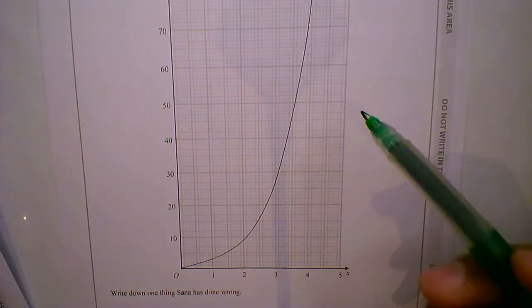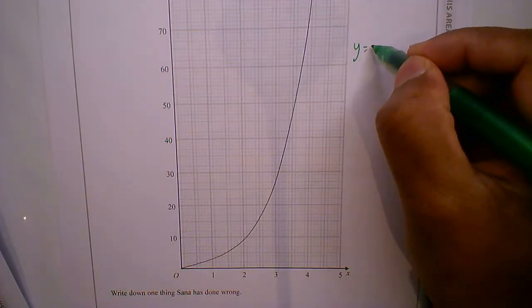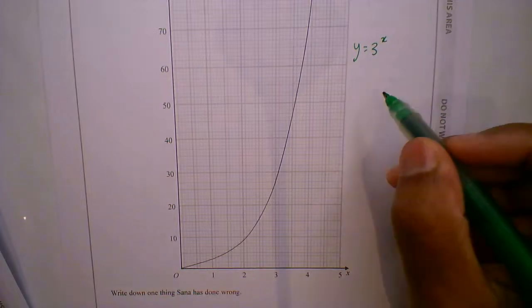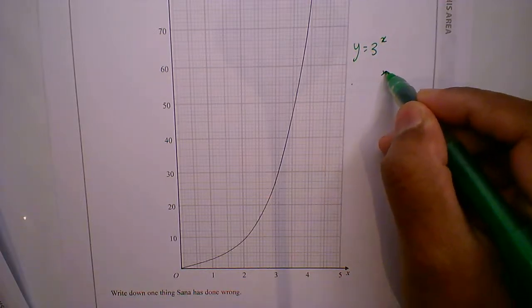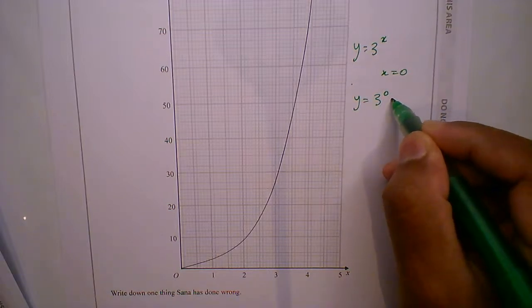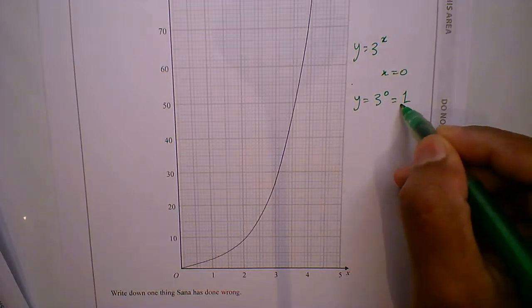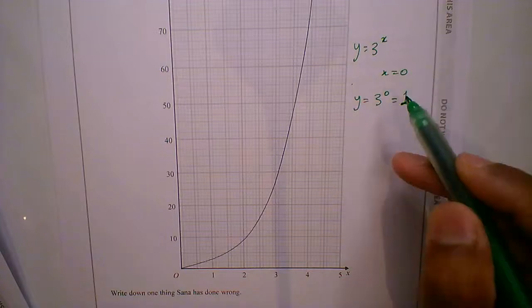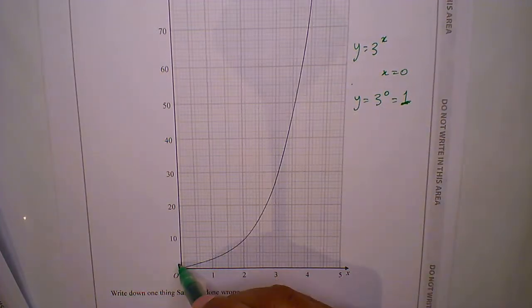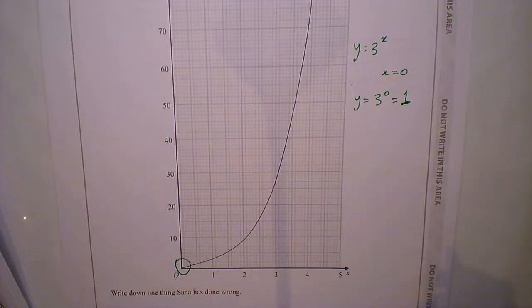Okay, so the graph is y equals 3 to the power x. Now, anything to the power 0, so let's say x equals 0, y equals 3 to the power 0 equals 1. So anything to the power 0 is 1. So 0, 1 should be somewhere here. So it's not starting at the right point.